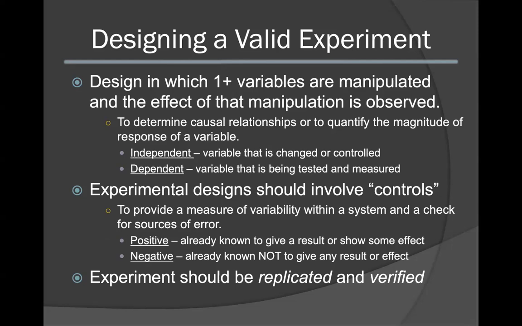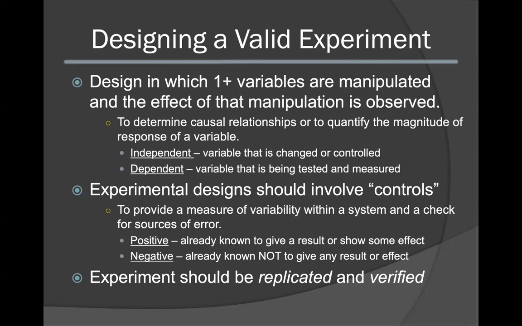You're going to have two different variables. You can usually classify your variables as being independent or dependent. An independent variable is what you are changing or what you're controlling, whereas a dependent variable is what you're actually measuring, so what you're quantifying. In a good experimental design, it's really important that you involve controls. So controls are important because they provide a measure of variability that's naturally in your system. They're also going to be important for checking for sources of error.